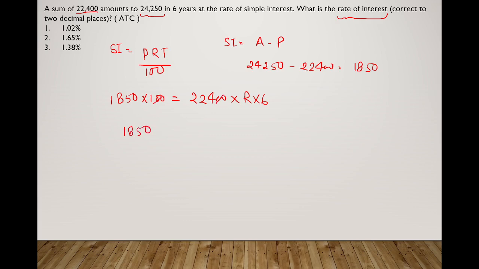So 100 divided by 6 into 224. Is there any possibility? Yeah, 112 and 925. So 925 divided by 6 into 112. Let me check and see if it is right.